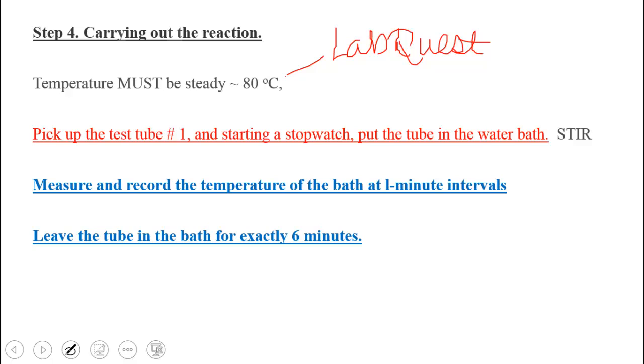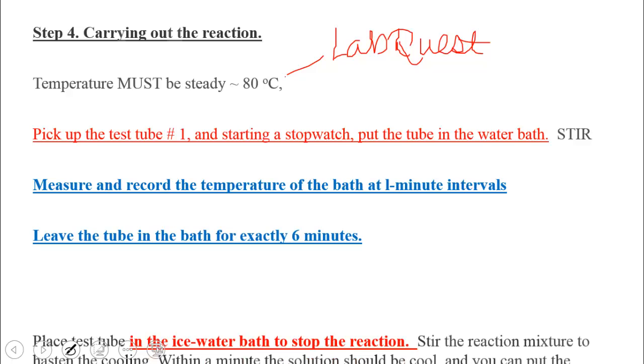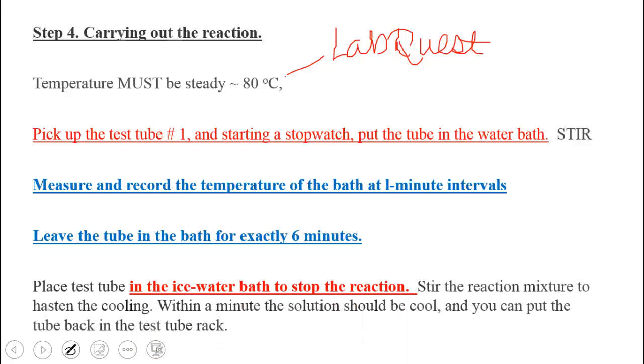Now you're going to leave the test tube in the water bath for exactly 6 minutes, taking the temperature readings at 1-minute intervals. At 6 minutes, remove it promptly from the water bath and put it into the ice bath. This is where you're going to stop the decomposition reaction. You do want to stir it with your stir rod, okay, to make sure that we're cooling this down as fast as possible. And then when your solution becomes cool, you can put it in the test tube rack.